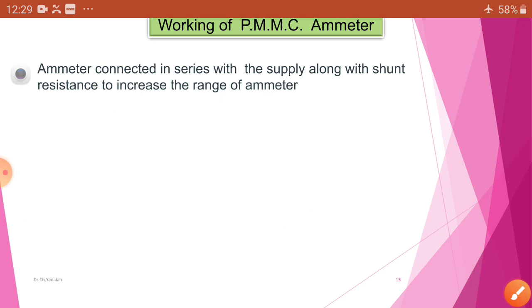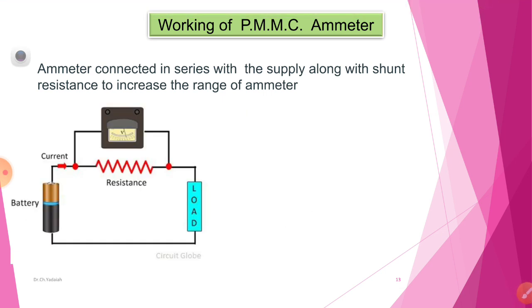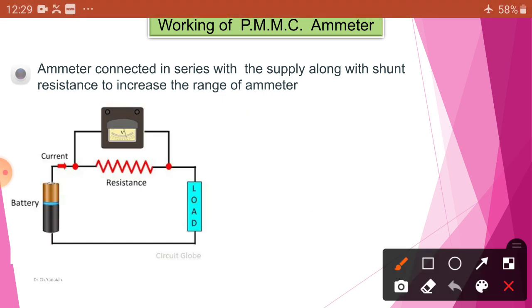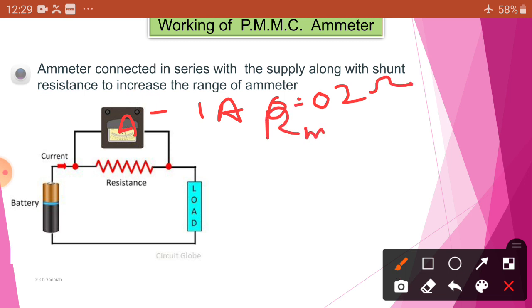Now you can see, for example, this is an ammeter, let us assume it has a range of 1 ampere, with a resistance of 0.02 ohms, that is the R meter. Inside there is a coil which has a very low resistance, because we have to connect this very low resistance. Now I want to measure a load which may be 10 amperes, so I want to measure this much current.